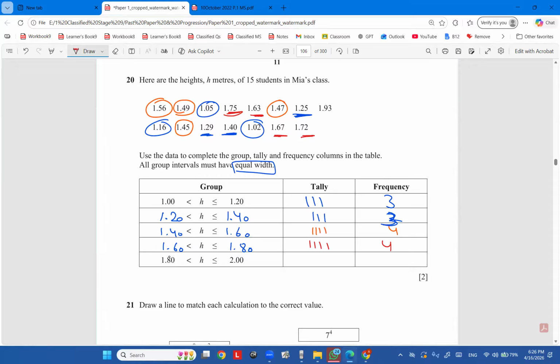And the last one over here, you've got 1.80 until 2. You've got only 1 number, so it is 1. If you count them, you're going to find it 5, and this is 6. Here is going to give you 10, so 15 numbers. 1, 2, 3, 4, 5, 6, 7, 8, and 7 is 15 numbers as well.